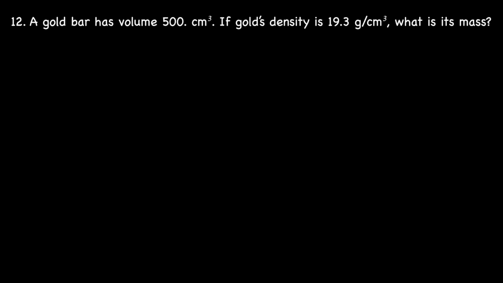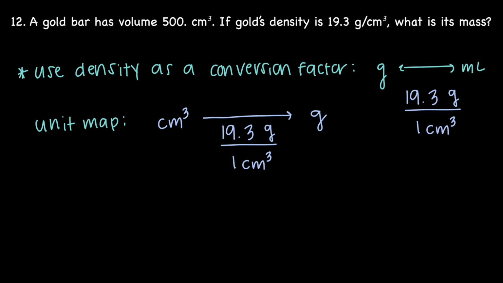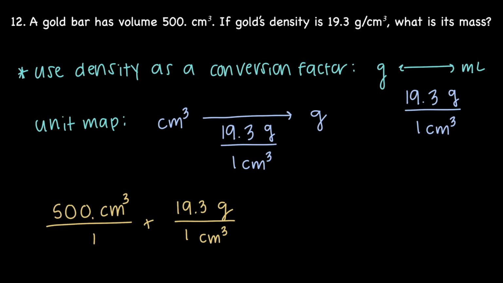Number 12. A gold bar has a volume of 500 cubic centimeters. If gold's density is 19.3 grams per cubic centimeter, what is its mass? To find the mass, we can use density as a conversion factor to convert between cubic centimeters and grams. Setting up the conversion, we start with 500 cubic centimeters over 1. In the next fraction, 1 cubic centimeter goes on the bottom, and 19.3 grams goes on the top. Cubic centimeters cancel out and we are left with grams, the unit needed for the end answer. Multiplying the values, we get 9,650 grams.